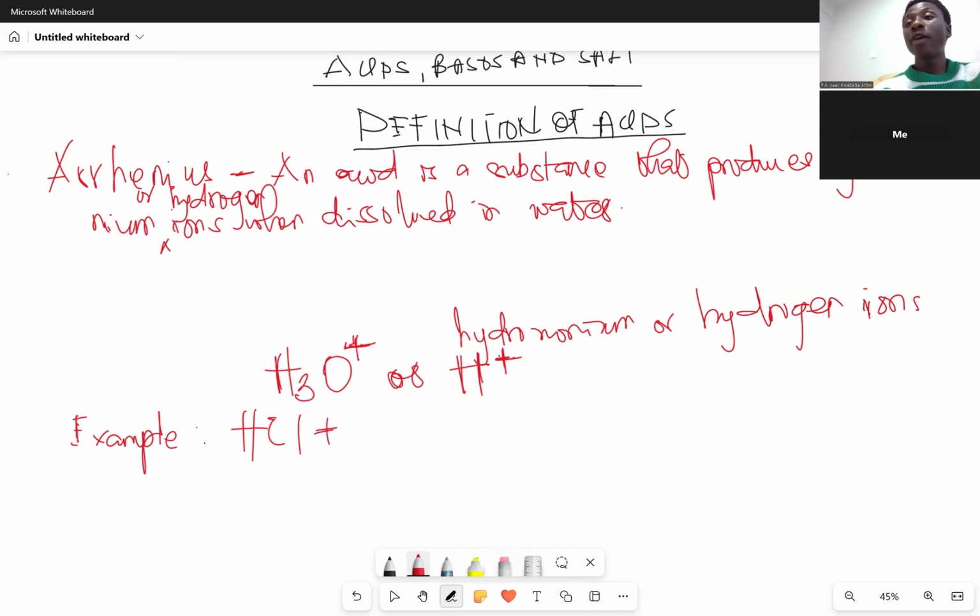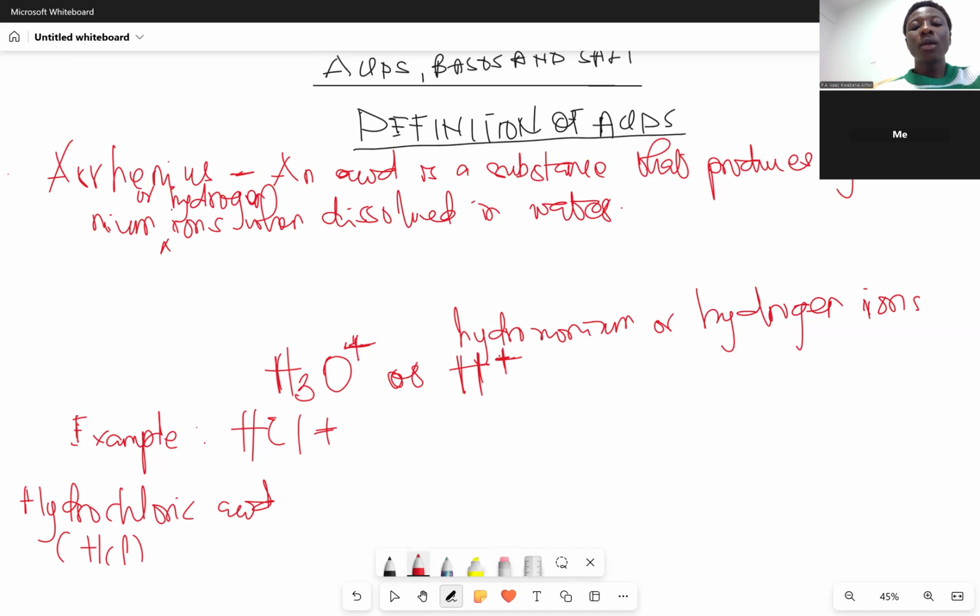So HCl is hydrochloric acid. Okay, hydrochloric acid. Just write it in some part of your note. All these are popular questions that you can be asked. So yeah, HCl is hydrochloric acid.